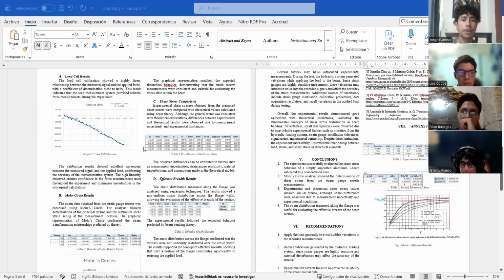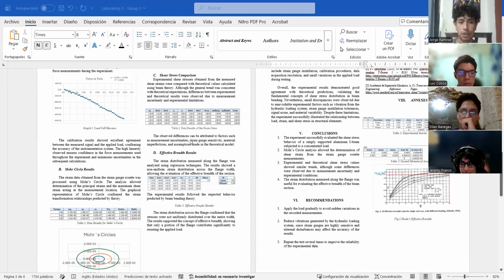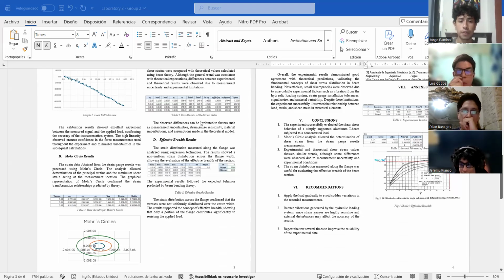In the part of the shear stress comparison, the experimental shear stress was obtained from the measured shear strains. And the general trend was consistent with the theoretical expectations. And now this is the table of the data that we obtained.